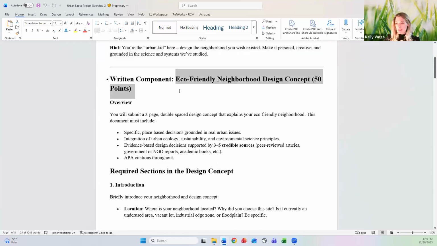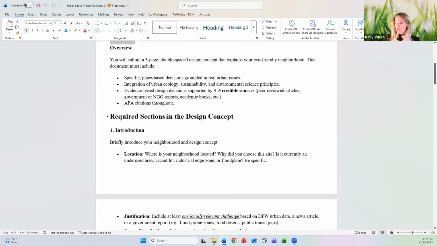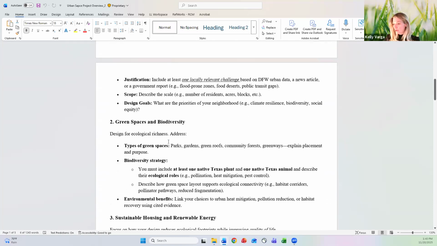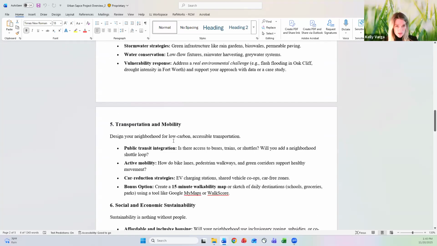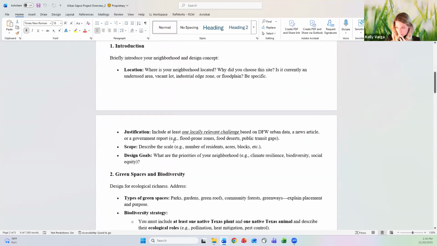Again, you're designing this eco-friendly design, and you're going to do two things. You're going to give me a write-up, and then you're going to put together a little bit of a slideshow as per usual, and you're going to tell me about why you chose this. So let's walk through it. What do you need to do?